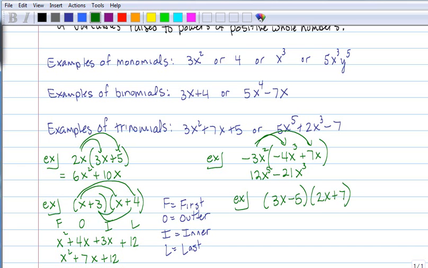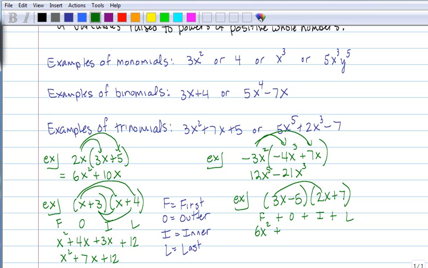So let's do this with a harder example. If you think of the first, you have the 2x with the 3x, the first of each binomial, giving you a 6x squared. Then you always put a plus or a minus in between. I'll just put little pluses there to remind ourselves.